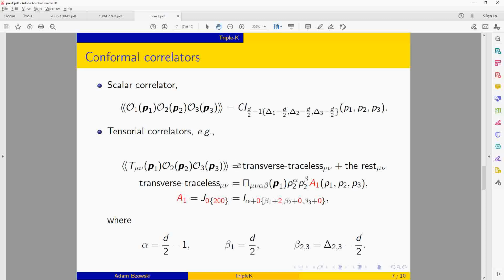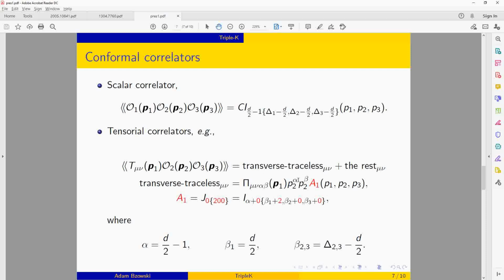do, you have to decompose it into a transverse traceless part that's transverse and traceless with respect to these indices. And then there is some sort of rest, which you can always recover from Ward identities. So this is completely expressible in terms of 2-point functions. And then you have to deal with this transverse traceless part. It turns out that in any case, the transverse traceless part is also expressible in terms of TripleK integrals. You have to do some sort of decomposition.